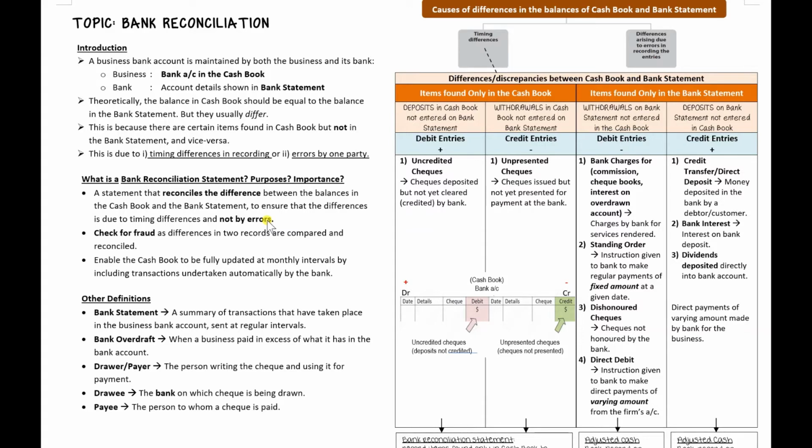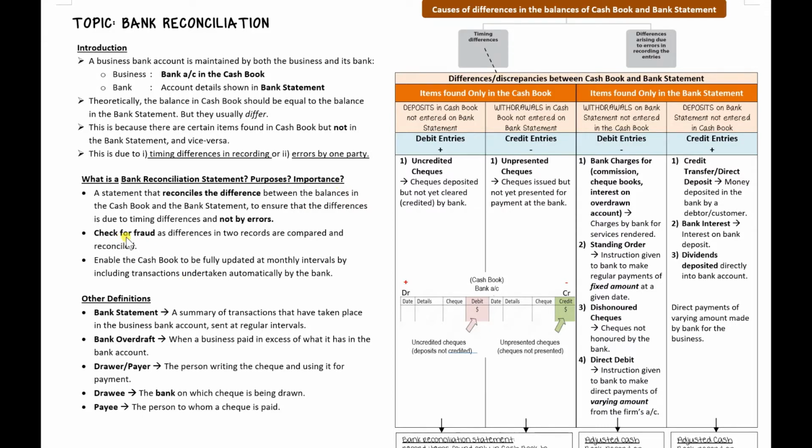So you need to reconcile, to match up the difference between the cash book and the bank statement, to make sure that the difference is due to the timing difference when you record the items, and it's not by errors. If it's by errors, then you need to correct the errors accordingly. And if after you reconcile you find out that the difference is due to timing difference, then it's okay.